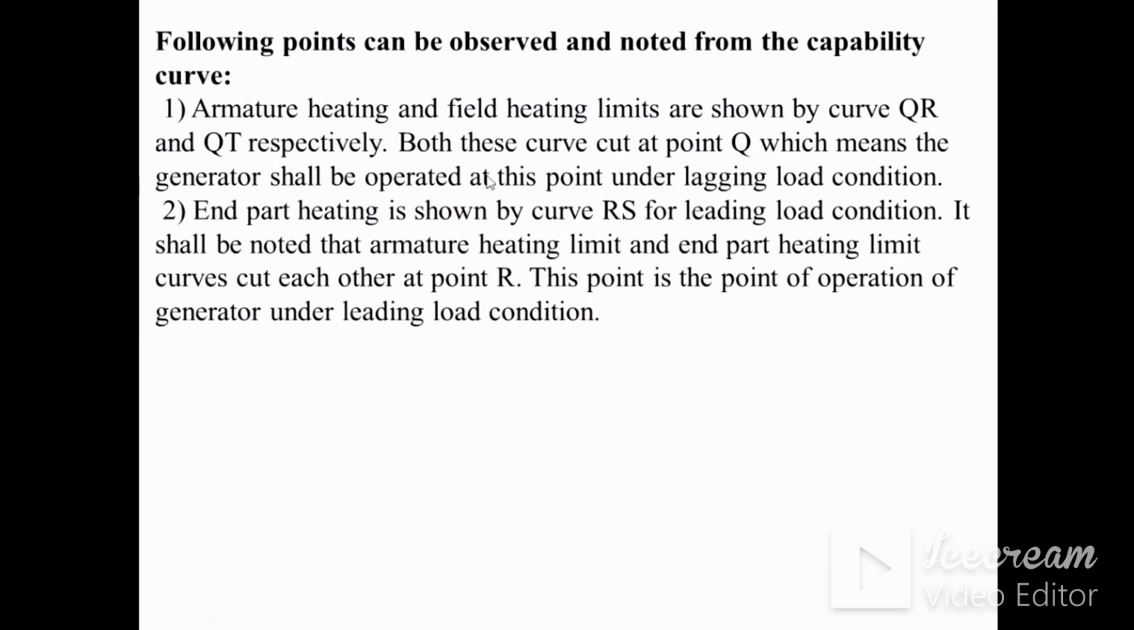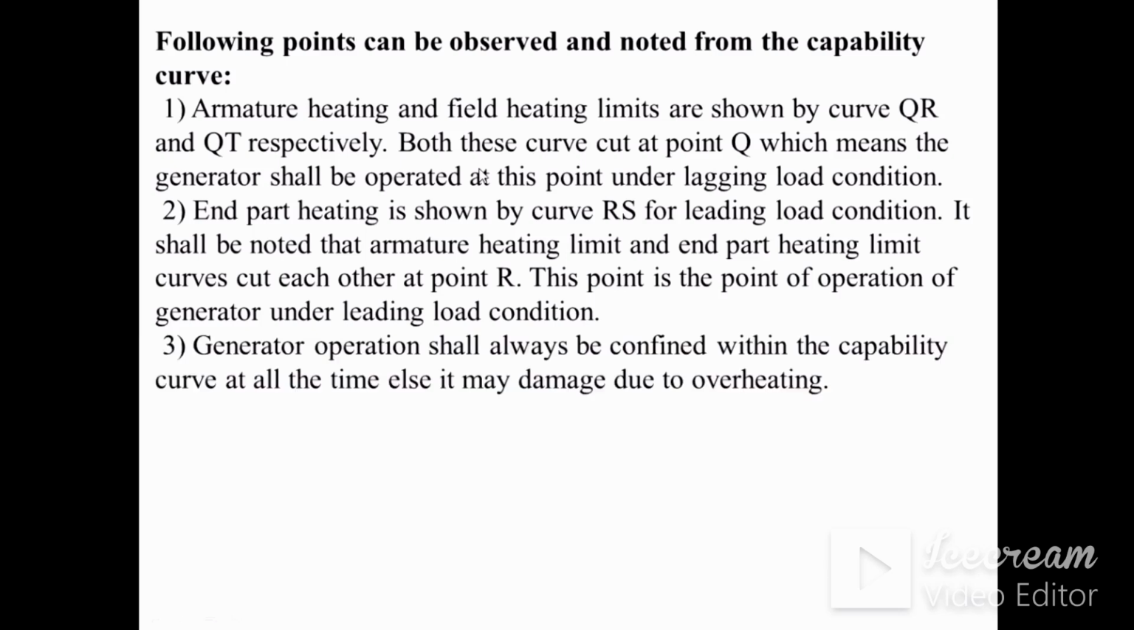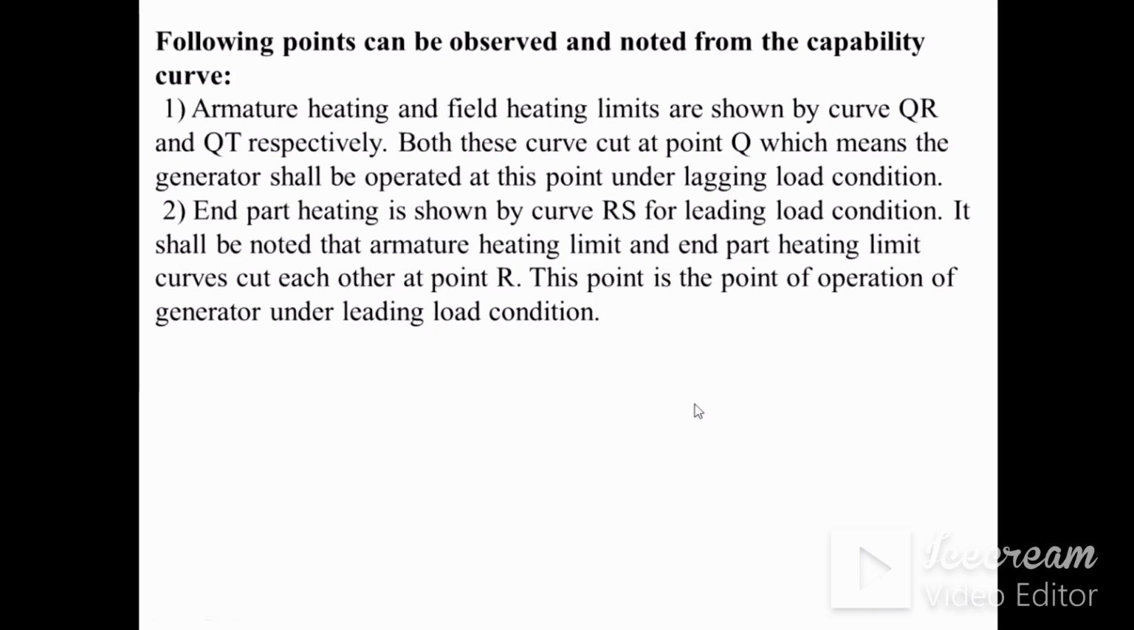So these are actually the points we are summing up from the last curves, that is the curves of field current heating, armature current heating, and the end part heating. So these are the summary points. The generator operation shall always be confined within the capability curve at all times, or else it may be damaged due to overheating.